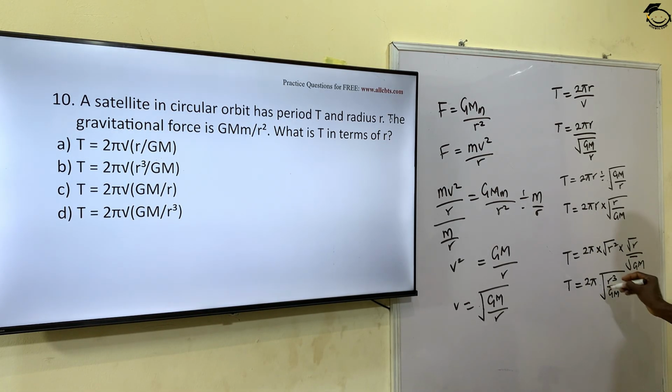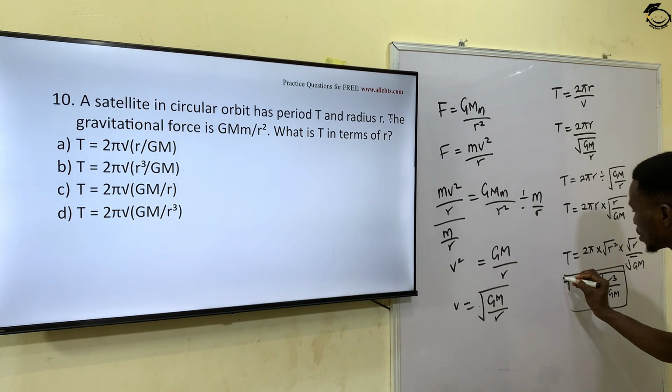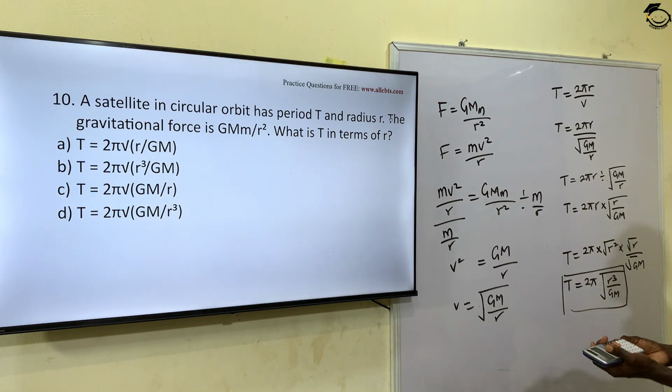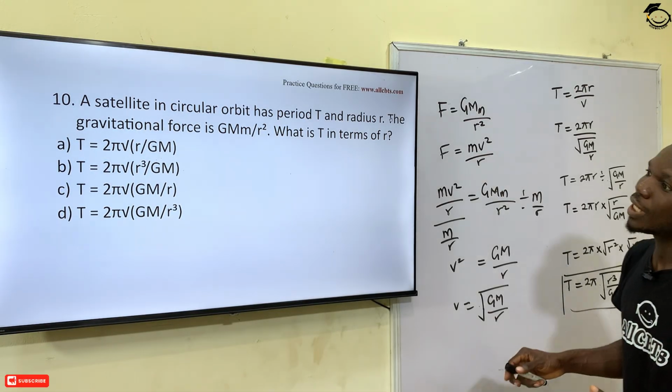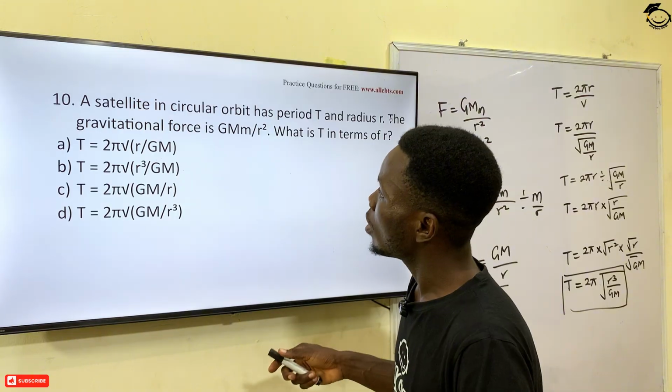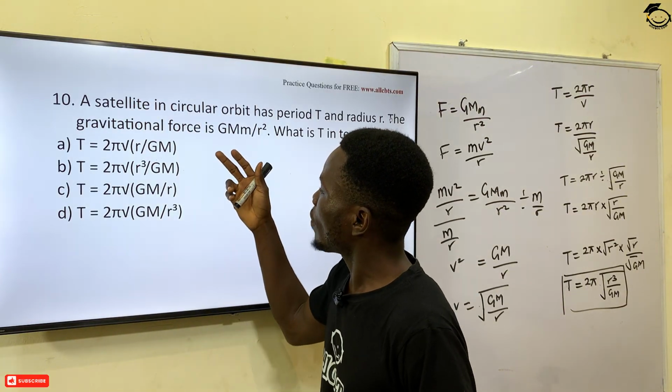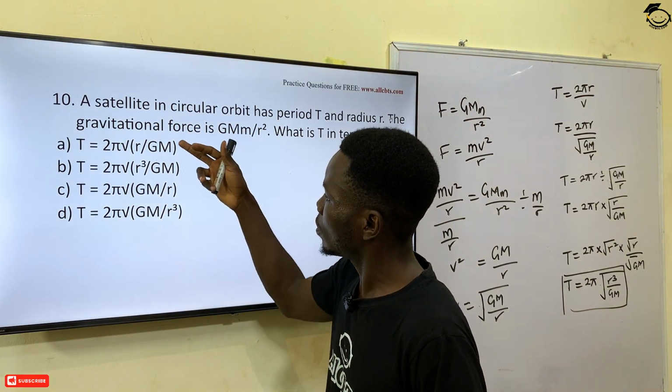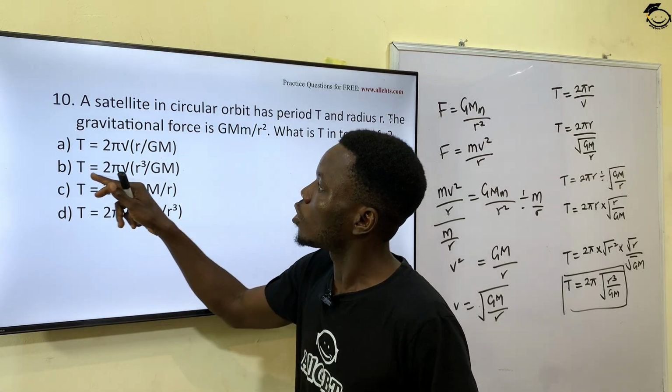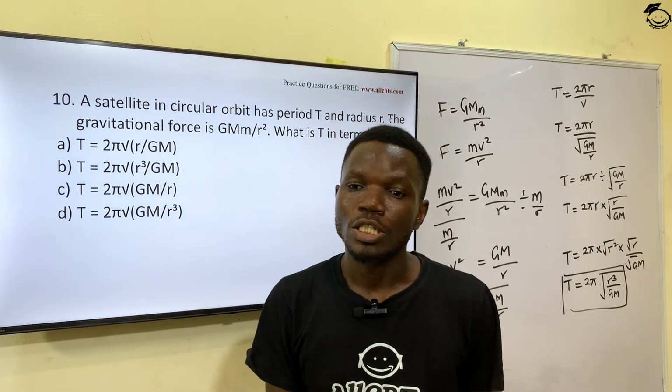So this will become our formula for calculating the period of this particular satellite that is rotating in the orbit. Looking at our options here, we're looking for 2 pi square root of R cubed over GM. So that will give me option B. So the correct answer to this question is option B.